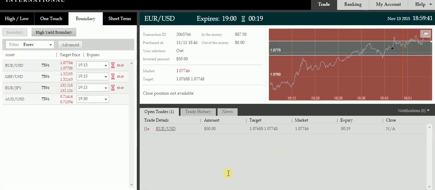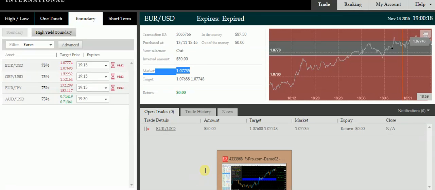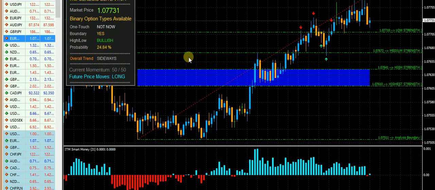We have 20 seconds remaining till our trade expires, and the price has gone above a boundary, our upper boundary, and now it is just 2 points below the upper boundary. So we just wait a few minutes till the trade expires, and this is going to be the first loss. So our trade has indeed expired out of the money at an expiry price of 1.07735.